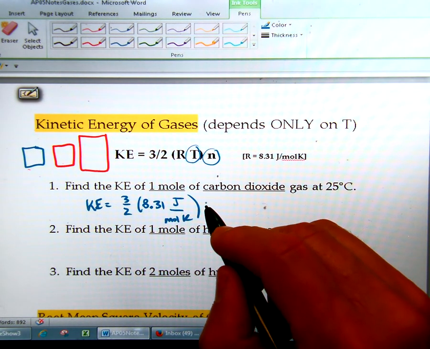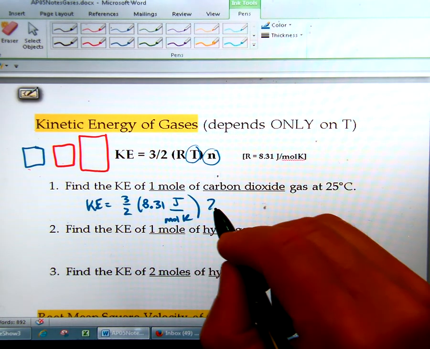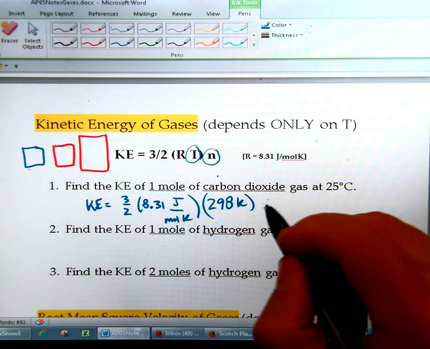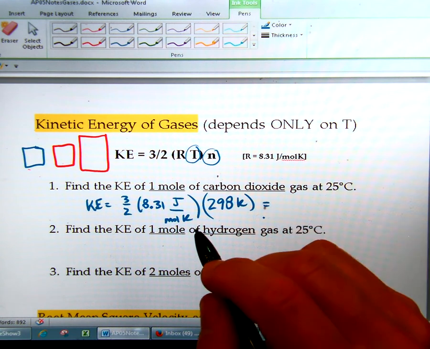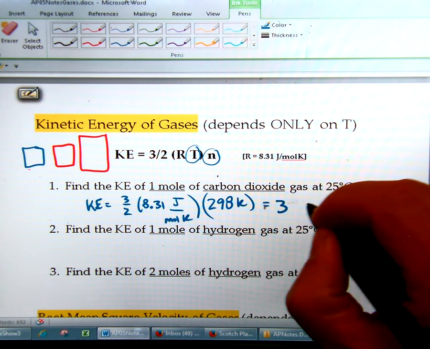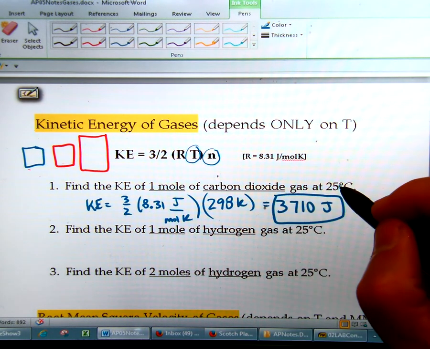Now we're going to talk about the temperature, and the temperature is going to be 25 degrees Celsius, but you have to make it into Kelvin. So that's going to be the temperature, and then you're simply going to multiply that and find your kinetic energy. So 1.5 times 8.31 times 298 is going to give you, with 3 sig figs, 3710 joules, and that's going to be the CO2 at 25 degrees.